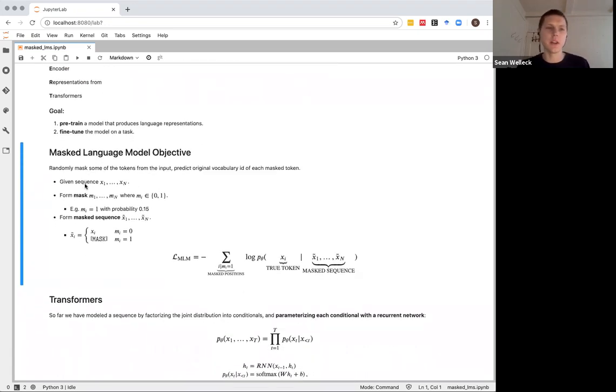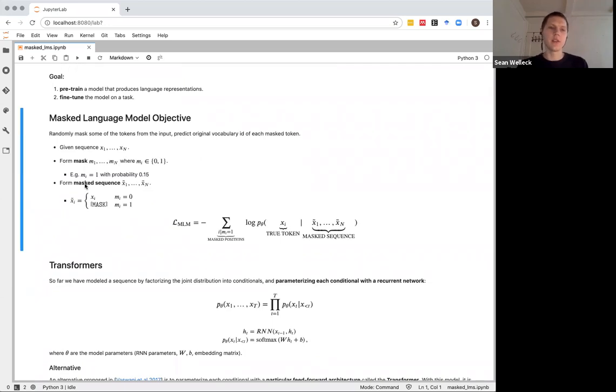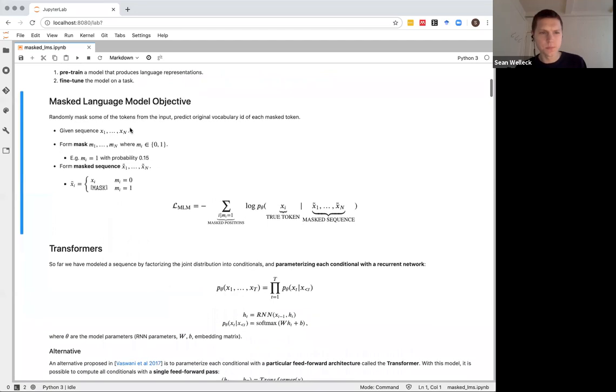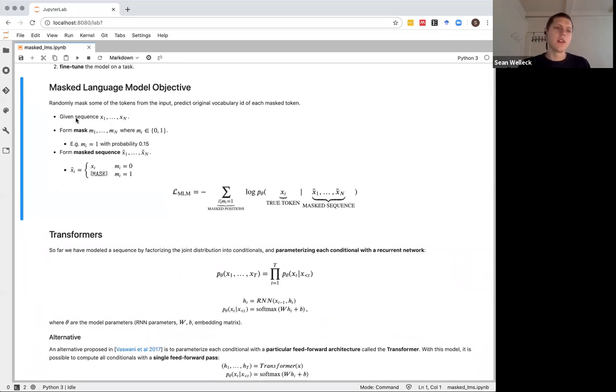And the pre-training phase is going to use this objective, which we call undirected, or the model is undirected, but we call the language modeling objective masked language modeling. And it's going to work as follows. So we're going to randomly mask some tokens in the input, and then the goal is going to be to predict the original vocab ID.